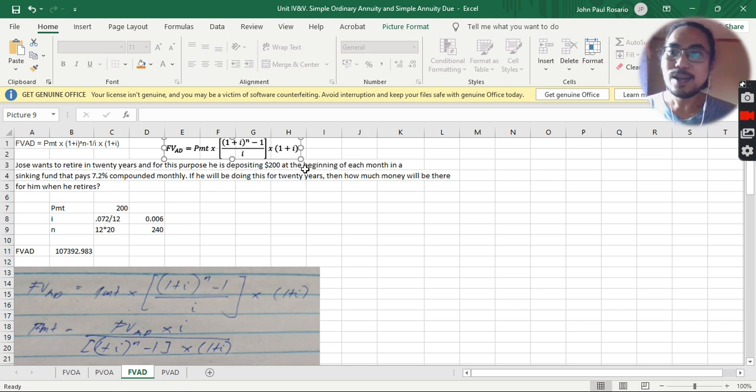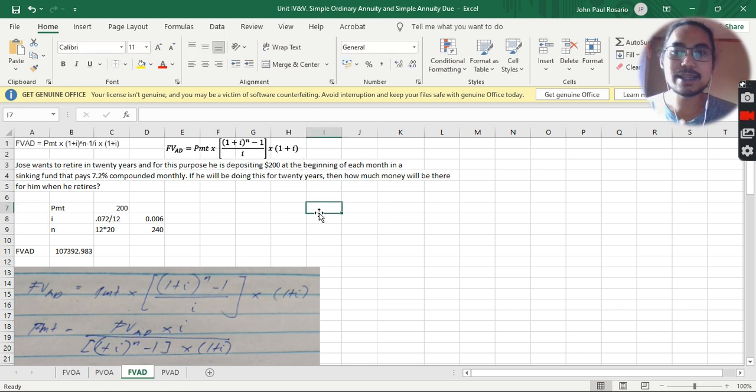So, for example, Jose wants to retire in 20 years, and for this purpose, he is depositing $200 at the beginning of each month. If you can recall, for our example for ordinary annuity, the payment occurred at the end of each month. Now, for this one, the payment occurs at the beginning of each month in a sinking fund that pays 7.2% compounded monthly. If he does this for 20 years, how much money will be there for him when he retires? Okay, so payment is 200.